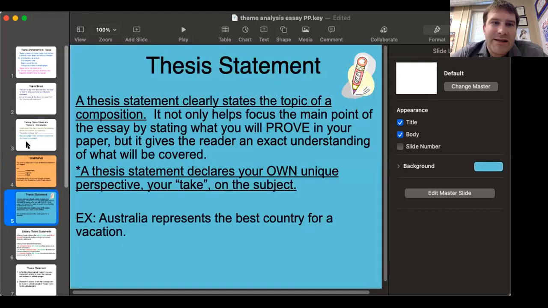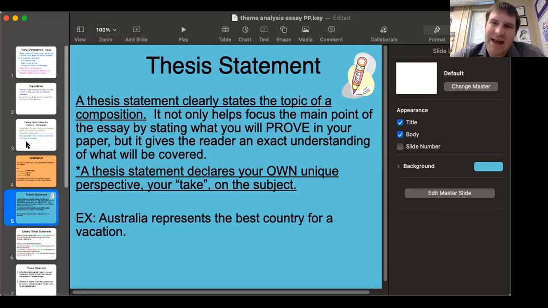So your thematic statement will become your thesis statement, essentially. A thesis statement just clearly states the topic of the composition. It not only helps focus the main point of the essay by stating what you're going to prove in your paper, but gives the reader an exact understanding of what will be covered. A thesis statement declares your own unique perspective, your take on the subject. Most of the time at this stage of your writing, and most of the time in writing in general, the thesis statement will be the last line of the introduction.